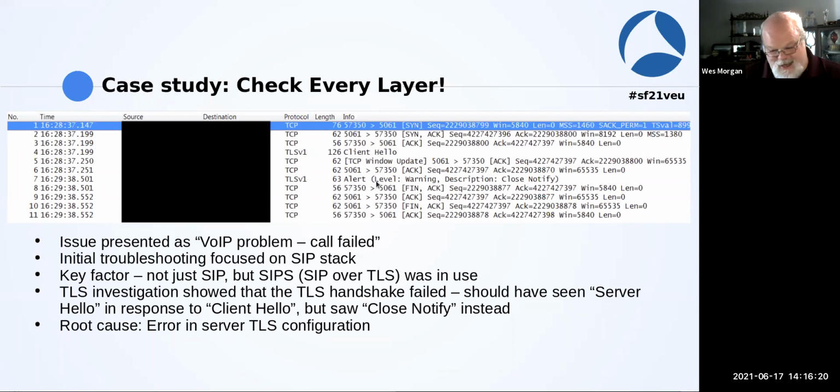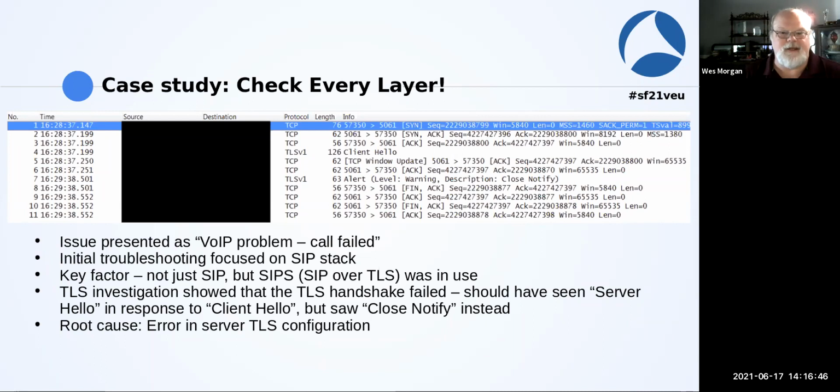Basically, at the TLS layer, the server's saying, shut up and go away. Obviously, that is not what we should see. So further investigation and a review of the server's configuration found errors in the server TLS configuration, and that was the root cause of the issue.